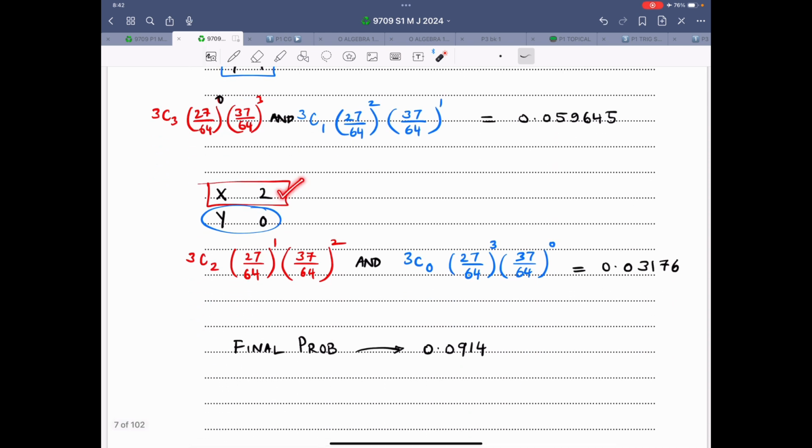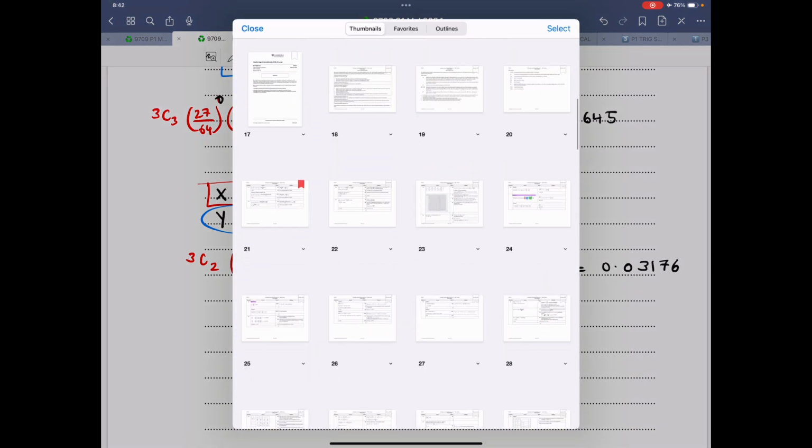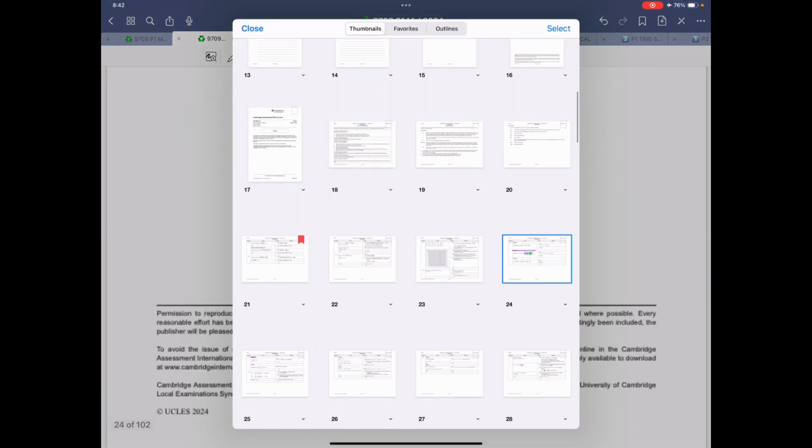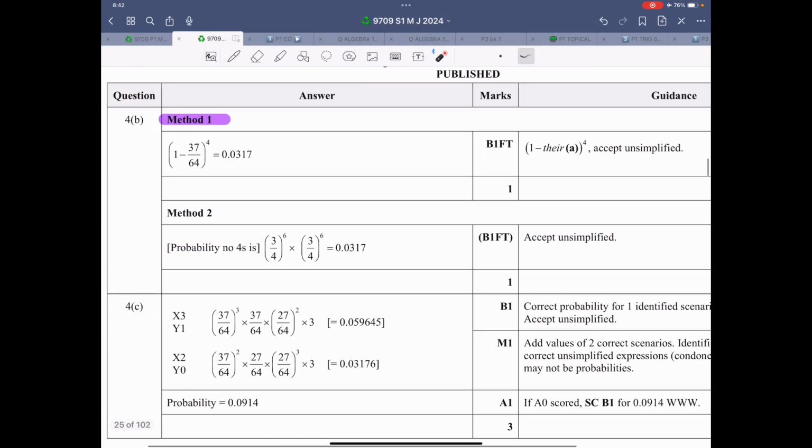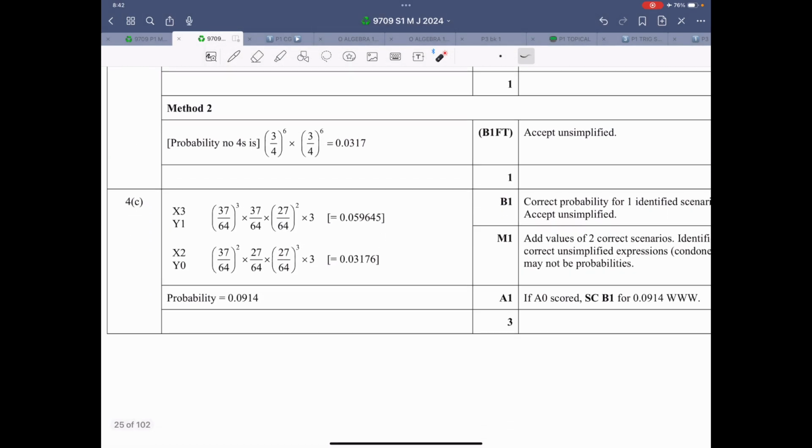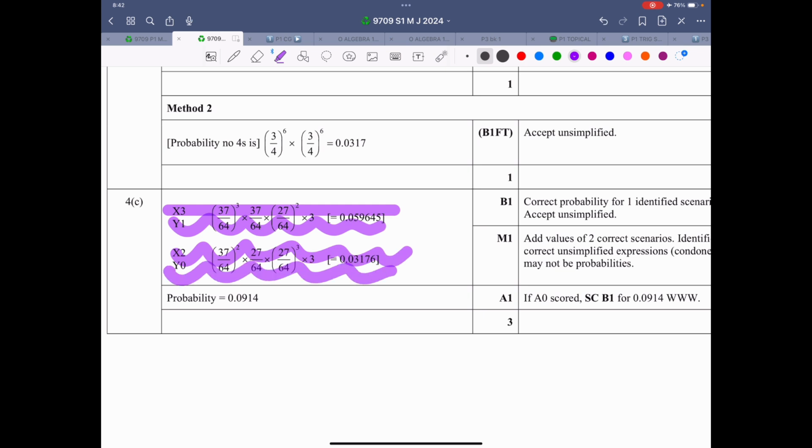Similarly over here, X scores 2, 3C2, success probability raised to power of 2, failure probability raised to power of 1. And Y scores a 0, 3C0, 37 over 64. First I focus on the probability of success raised to power of 0, failure raised to power of 3. Now again have a look at how they have done. So that's right over here, and they have done this thing this way. Again, it's not clear how they have achieved this result. They have simply written this thing without giving you any idea.